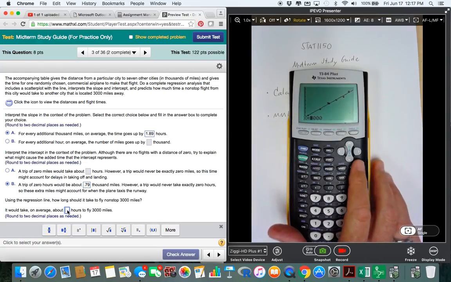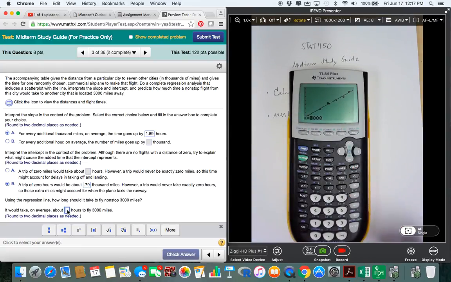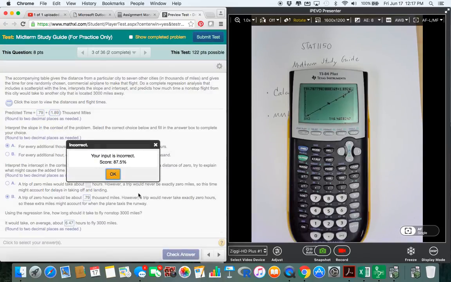yeah, I see what I did. Now remember, our x's are given in thousands of miles. So we would just put in 3 instead of 3,000. So the answer is 6, and it tells us to round to 2 places, so 6.47. And we can check our answer. And we missed something. Okay, let's go back and see what we may have missed.